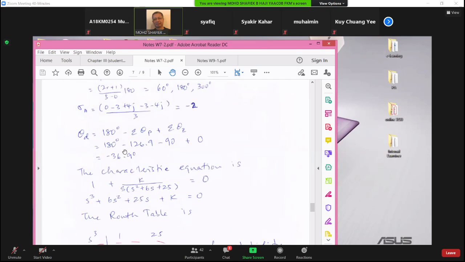So 180 minus 126.9. This is the angle from the pole at the origin. Then minus 90 is from the complex pole below the real axis. You have no zero, so you don't have theta z here. You just compute 180 minus 126.9 minus 90, and you now get a departure angle of 36.9 degrees. Any other question?